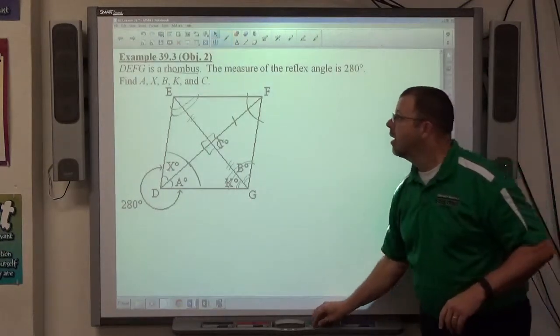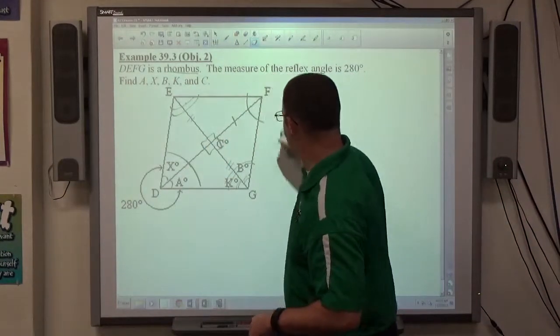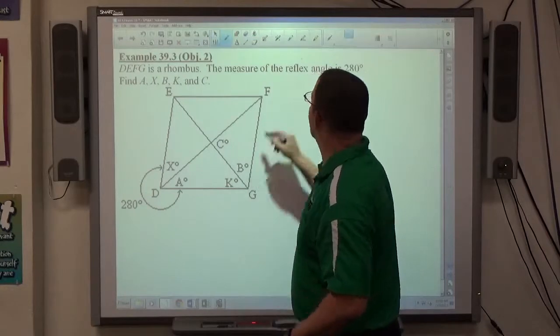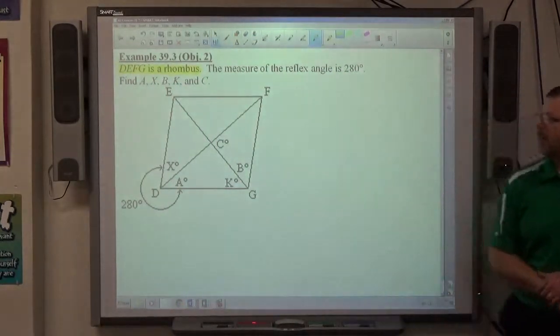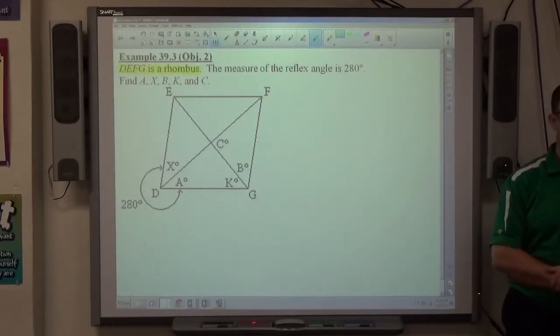All right? And again, it's a very innocuous comment up here that doesn't seem like much. DEFG is a rhombus. Okay, it's just a very basic, if you count DEFG as a word, 4-word sentence, period. That opens up about 20 things that are true about this thing.